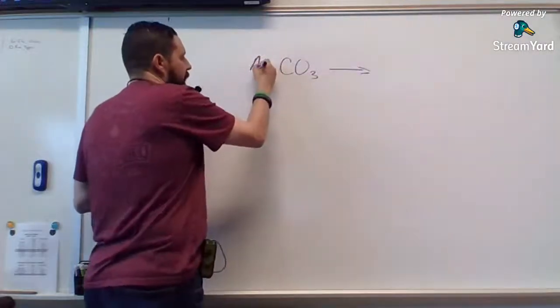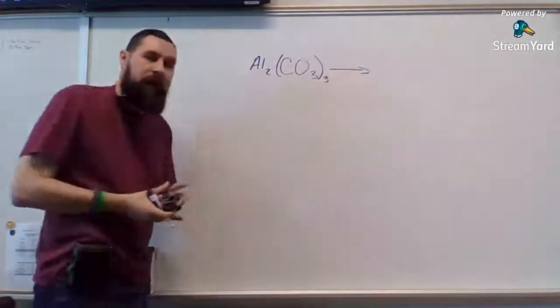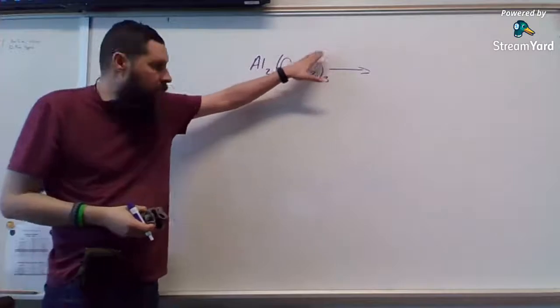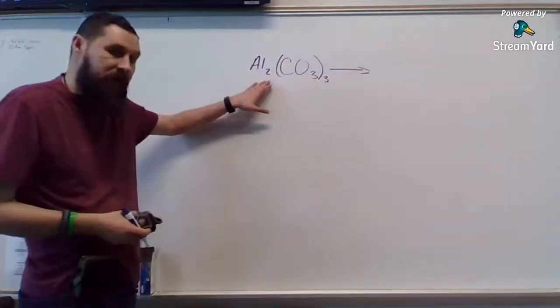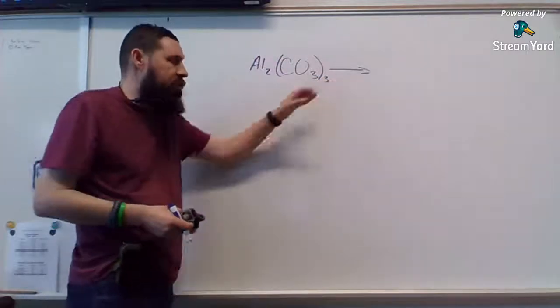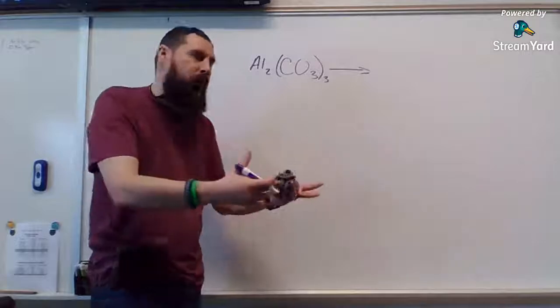So now I would have Al2(CO3)3. Okay? The reason being is carbonate has that -2 charge as a polyatomic ion. So this is where this 2 comes from. Aluminum is that 3 positive. That's where this 3 comes from. But it doesn't change up the products that I'm going to form.